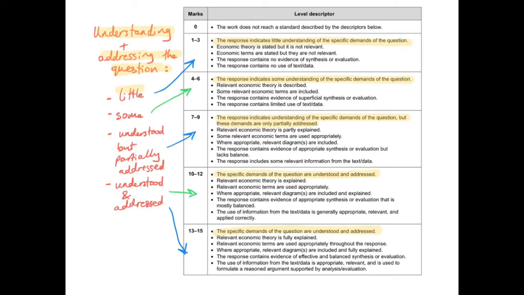If there is little understanding of the specific demands of the question, this is level 1. If there is some understanding of the specific demands of the question, this is level 2. If there is understanding of the question, but the question has only been partially addressed, that's level 3, between 7 and 9 marks. If you have understood and addressed the specific demands of the question, that's both level 4 and level 5.